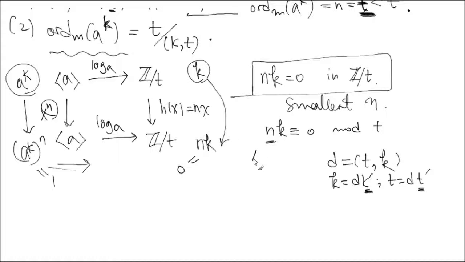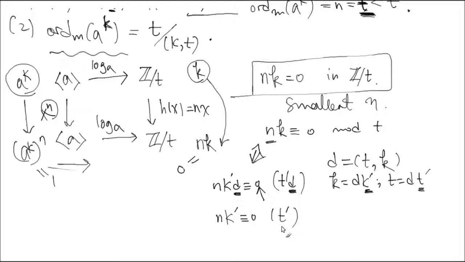So this reduces, back and forth equivalently, to: n is unknown, and k prime times d is congruent to 0 modulo t prime times d, right? Whenever you see a common factor in the coefficient and the modulus, and that divides the other side, you can cancel those, and then it's an equivalent equation. Then it's n k prime congruent to 0. This is an equivalent condition. Now k prime and t prime are relatively prime, right? Therefore, its multiplicative inverse exists.